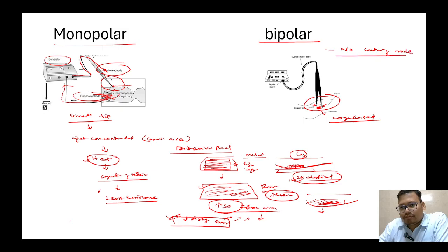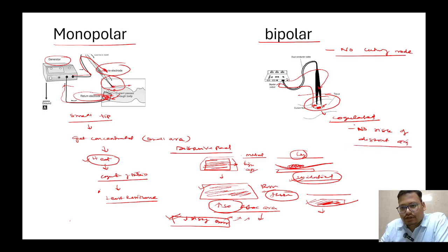There is no cutting mode. The tissue gets coagulated in between. So the current flows from the generator to the electrode and again to the tissue and again through the return electrode to the generator. So one is the active electrode, another is the return electrode. So there is no risk of distant injury. This is one advantage.